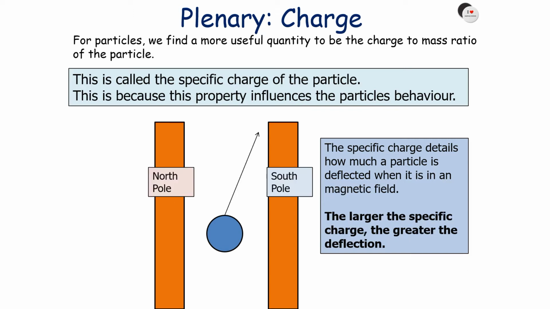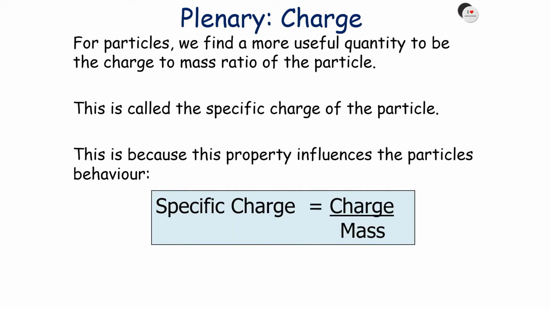So the larger the specific charge, the greater the deflection in a magnetic field. The smaller the specific charge, the lower the deflection in a magnetic field. And if the object has no specific charge, it will not deflect in the magnetic field. So how do we calculate specific charge?